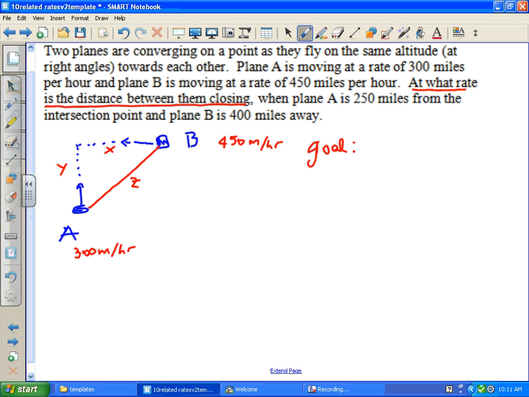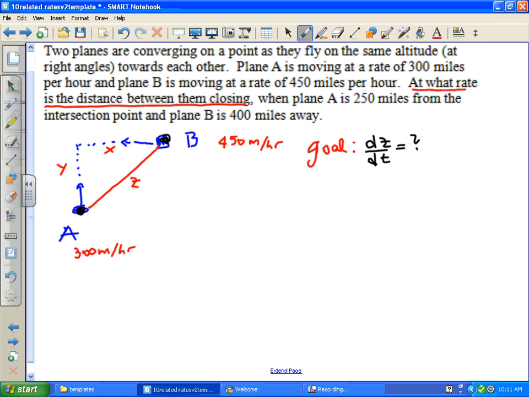How would you define the distance between the two planes? Here's one plane, here's the other plane. The distance between them is defined by z. So now we're talking about the rate at which that is changing. At what rate is the distance between them closing? dz/dt. We want to find dz/dt, the rate at which the distance between the planes is changing. Any questions about the goal? We're trying to find dz/dt, the rate of change of the distance between them. Okay.